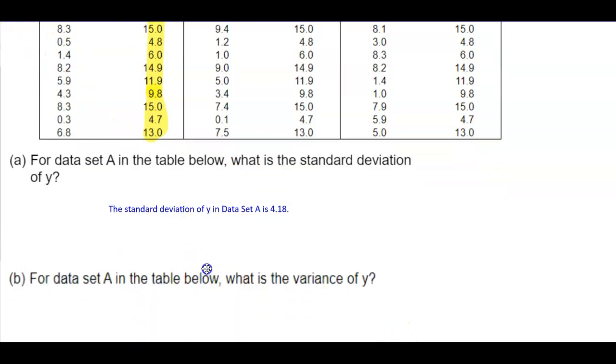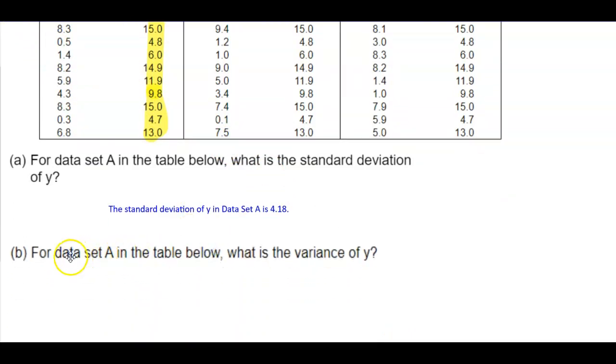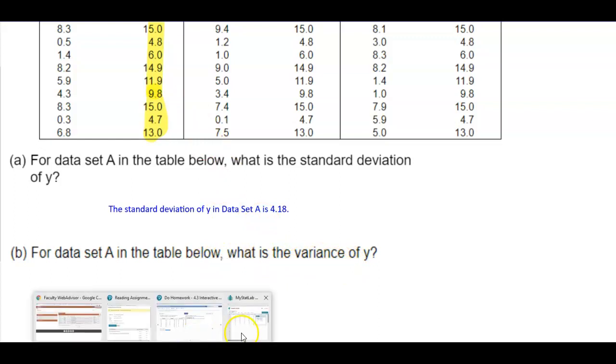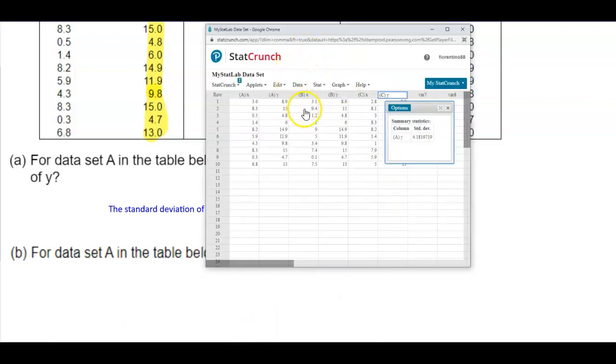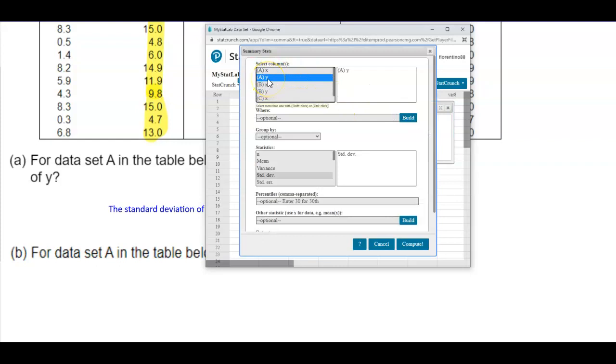Okay, now for the second part of the question, they want us to find, again for data set A, which is the same column in the table above, what is the variance of Y? So we can come back in here, and we can either go back again, or we can select options. If we select options and just select edit, it'll bring us back to this.